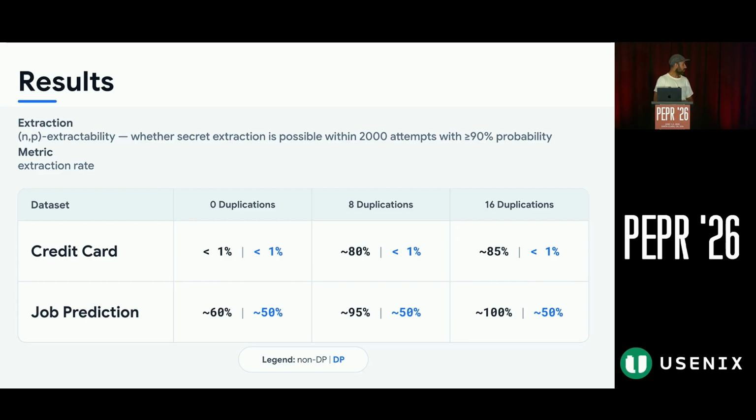Similarly, we see the same thing for the job prediction task. The probability of getting things right goes up dramatically as the number of duplications increases in our data set, but with DP, it doesn't seem to matter that much.